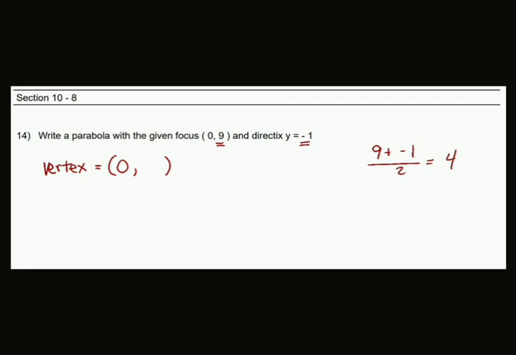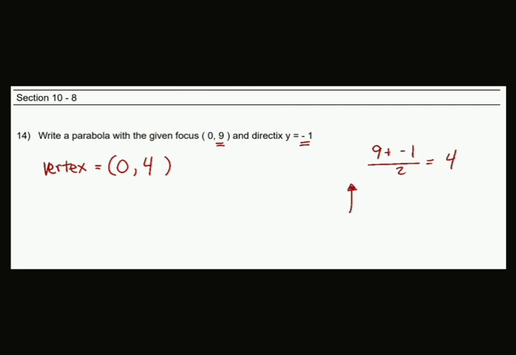To find the vertex, we need to know the halfway point between the focus and the directrix. Well, the focus is at 9 and the directrix is at negative 1. Add them together, divide by 2. That's 8 divided by 2, which is 4. So our vertex is 0, 4.